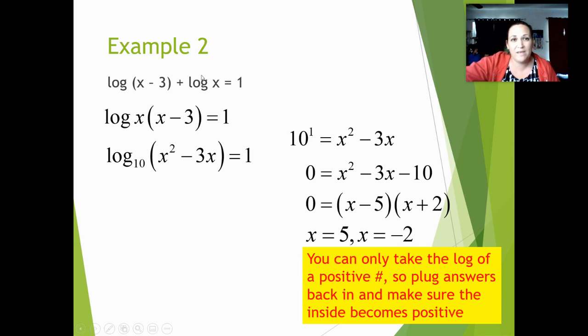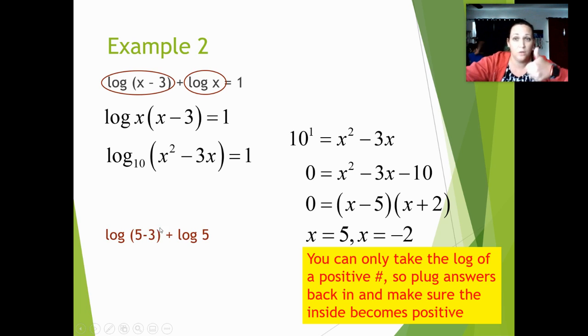When we're plugging it back in, specifically, we're plugging it back into the logs in the original question. And you're really just checking to see, does the part next to the log stay positive or turn negative? So when I plug in the 5, it works out okay. 5 minus 3 is +2. That's good. And the log of 5, well, 5 is positive. That's good. So when I plug in the 5, it's fine. And everything we've done so far would have worked out fine.